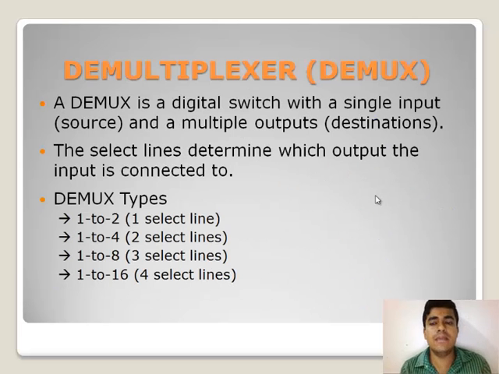Next we will see the demultiplexer. What is a demultiplexer? It is formally known as demux. Demux is completely opposite to a multiplexer or mux. It is a digital switch with a single input and multiple outputs. It means a single source is there and multiple destinations will be there. The select lines determine which output the input is connected to. There are several types of demux, that is 1 to 2, 1 to 4, 1 to 8 and 1 to 16, with 1, 2, 3, 4 different select lines.